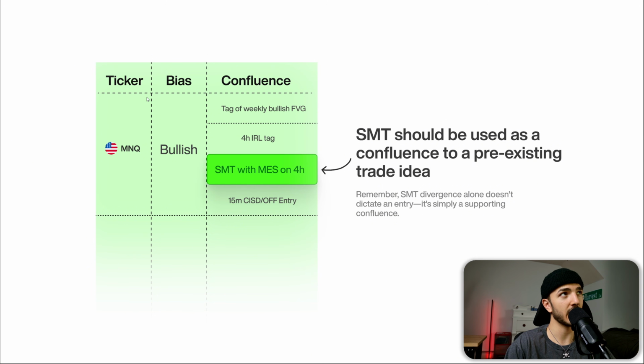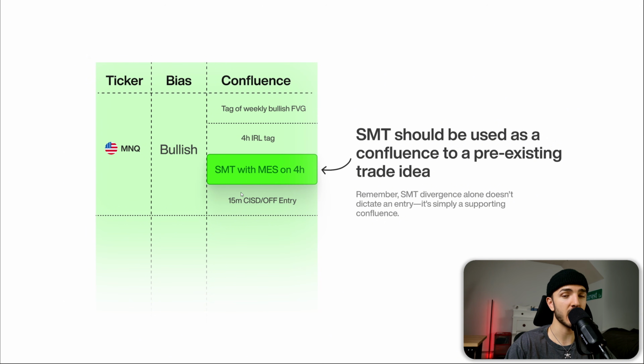So you can see here we have our ticker. This is MNQ, the micro NASDAQ ticker. Then we have our bias of bullish, right? So we have a bullish draw on liquidity, a bullish bias on the day. We can see that tag of the weekly bullish fair value gap makes us bullish biased. We have a 4-hour internal range liquidity tag that is just a bullish fair value gap. Then we have SMT with the micro S&P 500 on the 4-hour. That's our added confluence to our bullish narrative.